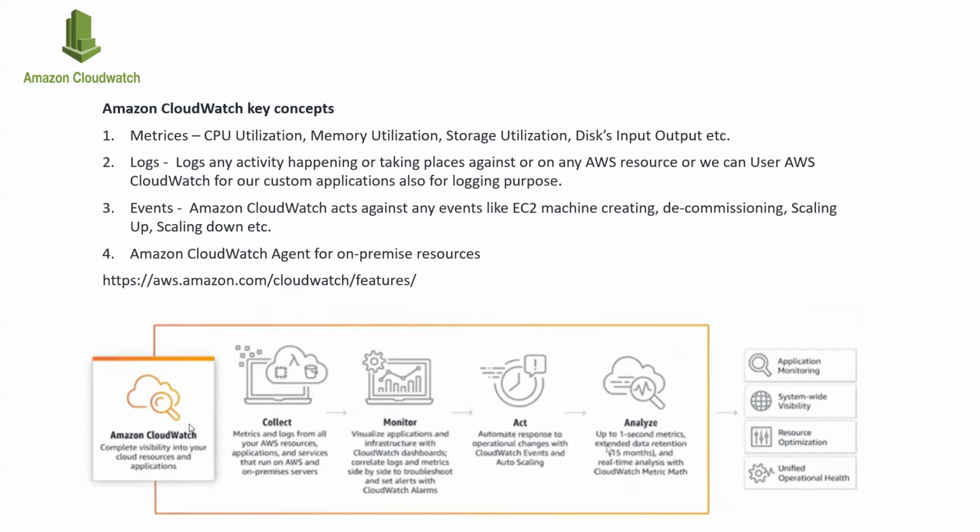So this is the flow of Amazon CloudWatch. Amazon CloudWatch collects the data from the resources, we can monitor, we can act on the events, and we can analyze the logs collected by CloudWatch. So all these four flows are there: collect, monitor, act, and analyze. This is the Amazon CloudWatch product page, where you can see the features and know more about Amazon CloudWatch.